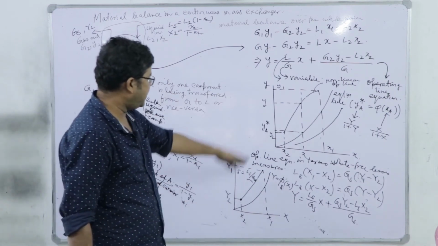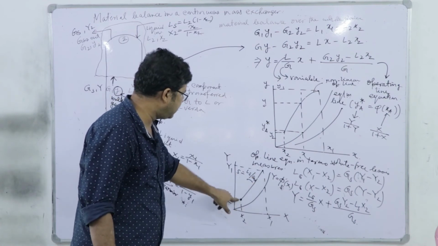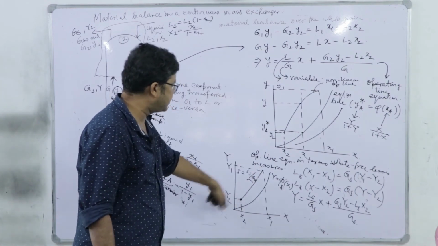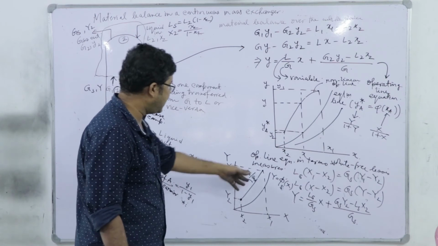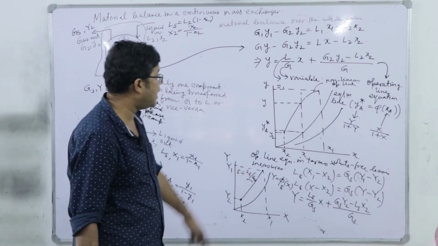So, that is pretty easy. We know these locations, and we will mark these 2 points, join them by a straight line, and draw the equilibrium line, and similar for the stripping, where the operating line will be on the other side.